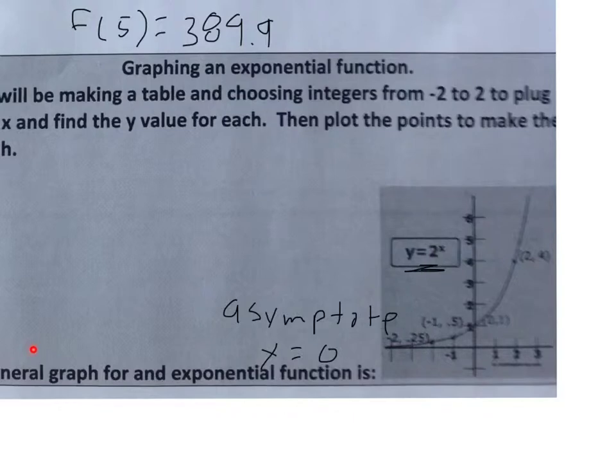So we're going to graph them by making XY charts. And you know XY charts, they're just charts like this. We're going to plug in -2 to 2 on all the charts. And then we'll plug it into the equation, in for x, and find out what we get for y and fill in the y's afterwards. So let's look at a problem.